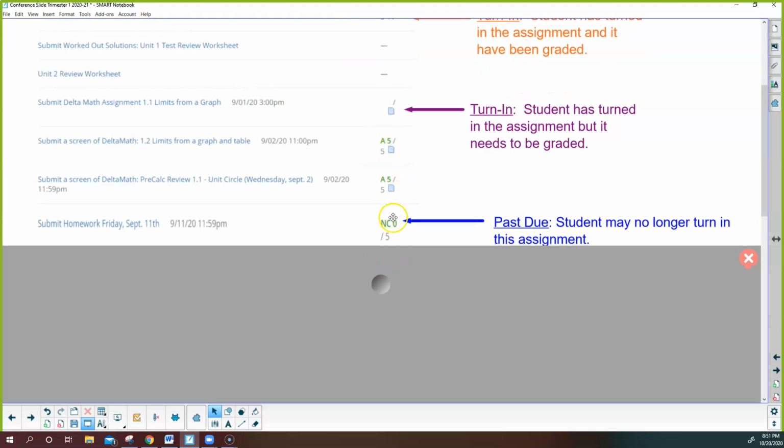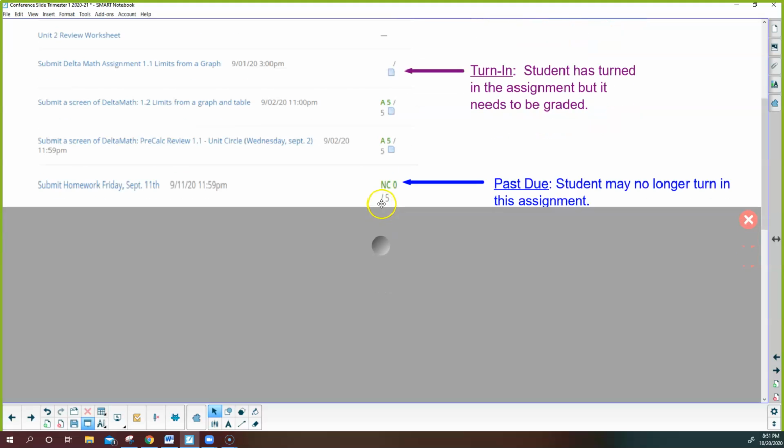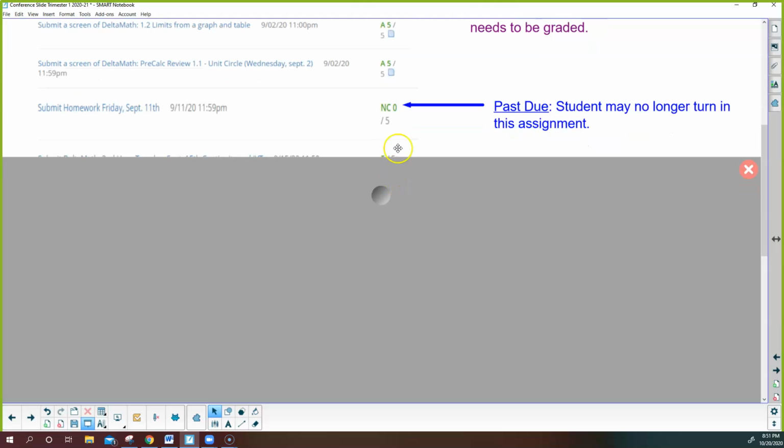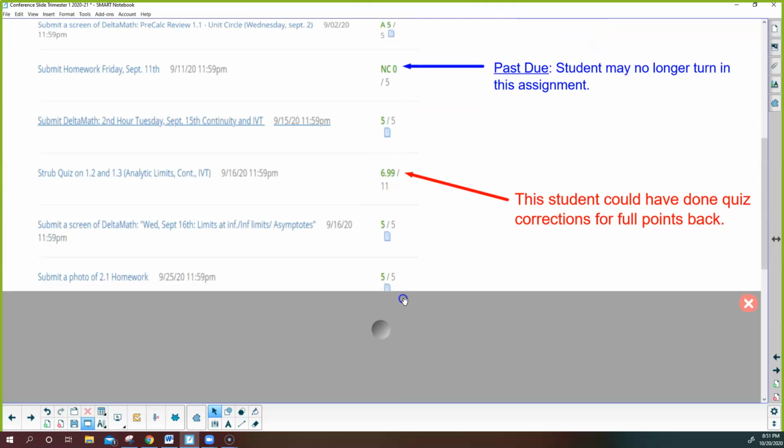Then we've got more 5 out of 5s. But what happens if it says 0 out of 5? What that means, and you notice the date here, this was homework on September 11th. This was a 0 out of 5, which means it's past due. The student can no longer turn this assignment in, and they receive 0 credit because they did not do it.